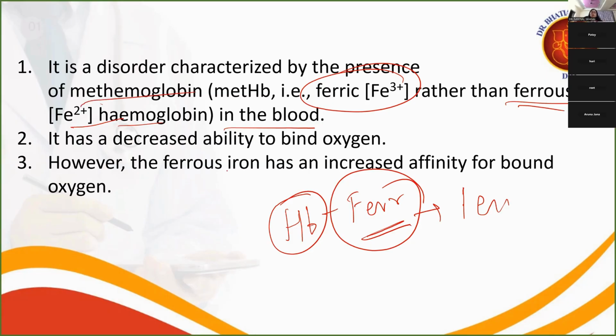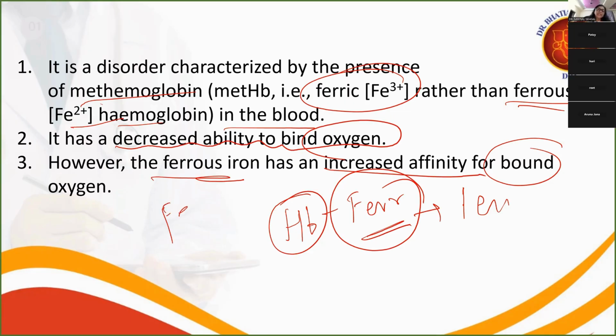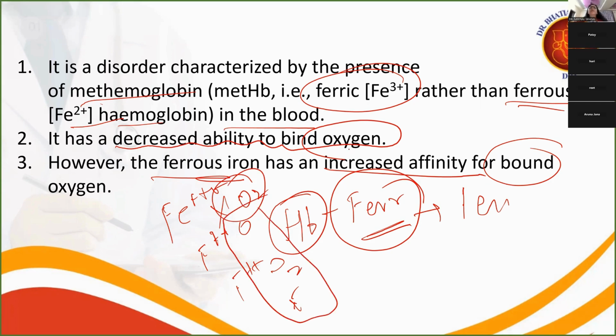Now this methemoglobinemia causes decreased ability to bind oxygen. The ferrous iron will have increased affinity for the bound oxygen. So this ferric molecule itself will not bind oxygen. But at the same time, the ferrous form which is bound to oxygen will not allow the unloading of oxygen from these three molecules also. So this is a condition of methemoglobinemia, which causes the oxygen dissociation curve to shift again to the left side.